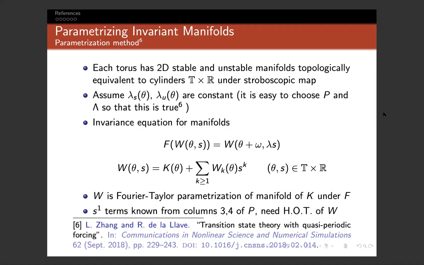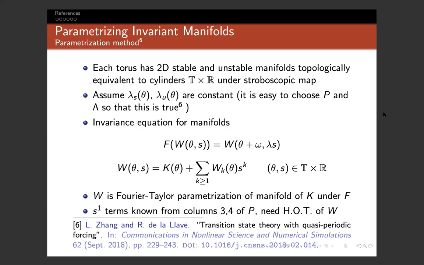And now the invariance equation for the manifolds we're trying to compute is just that f of w of theta and s should equal w of theta plus omega and lambda s. So what's happening is you map points of w by f, and you get a different point of w, except translated by omega, and then the real parameter is scaled by lambda.